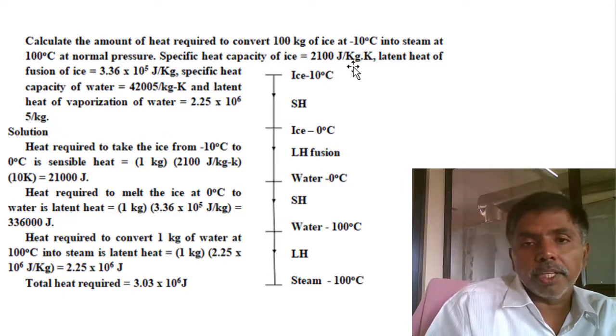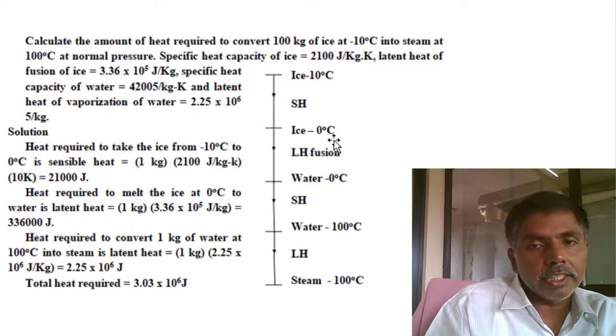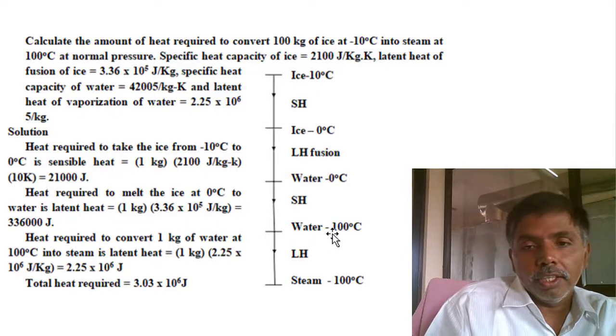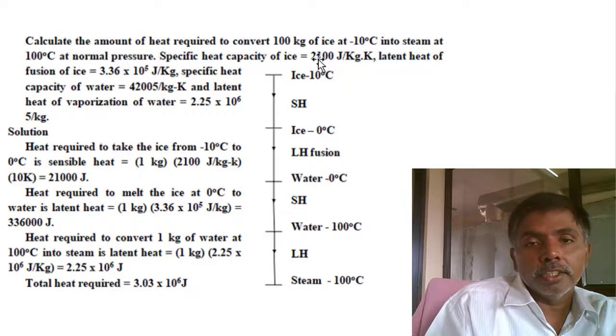Same way, from minus 10 to 0 degrees is sensible heat, with specific heat 2.1. At 0 degrees, latent heat of fusion, 336. Then 0 to 100 degrees water, again sensible heat, 4.2 kilojoules per kg Kelvin. Next, at 100 degrees, saturated water to saturated steam, latent heat of vaporization, 2250, into 100 kgs.